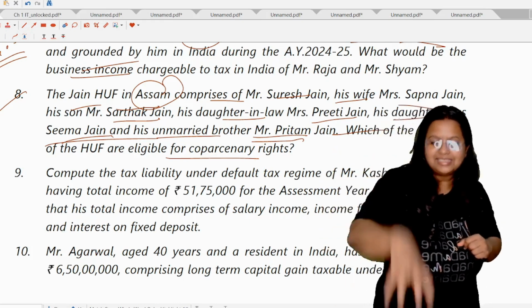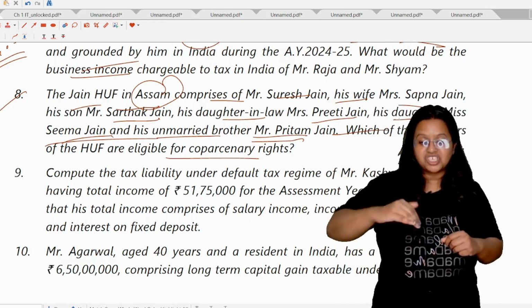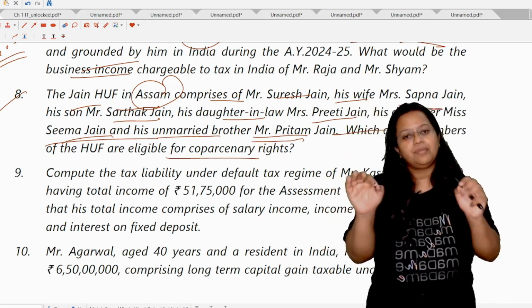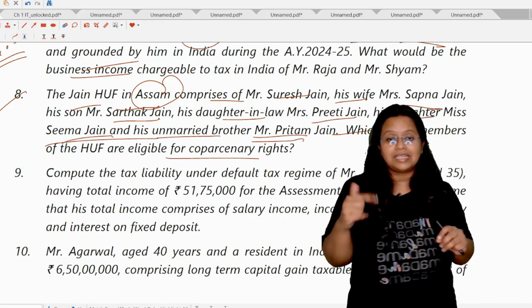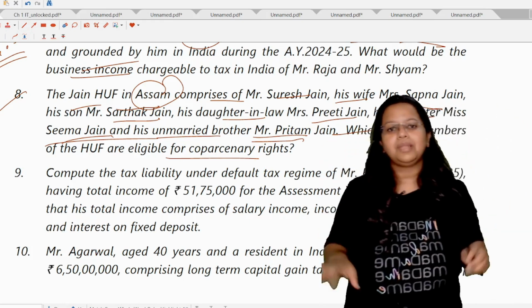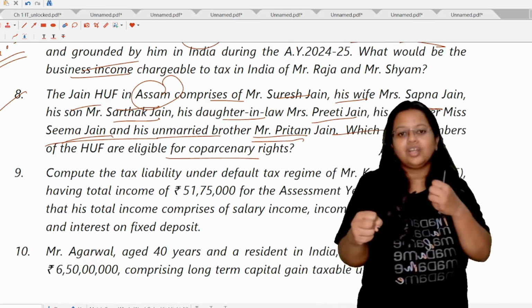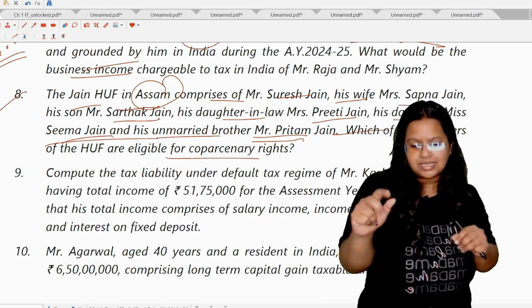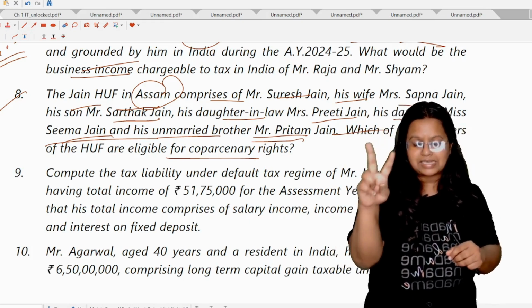So in this case, the HUF family, which is residing in Assam, the Dayabhaga school of law will be applicable on these persons. In the case of Dayabhaga, all the family members do not get the coparcenary rights till the head of the family is living. So, in this case, only two persons will get the coparcenary right.